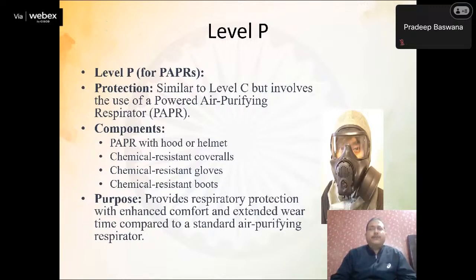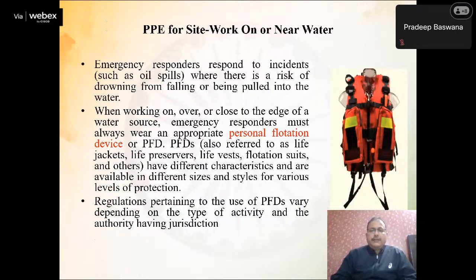So you can see in this figure also the comfort increases because we are getting a powered air purifying respirator. It is not that we have to regularly intervene manually, and its utilization can be very easily seen whenever we are using level P. So we have seen A, B, C, D, where A is the highest and D is the last, but P is in between when we want to utilize level C plus. If there is a requirement of a powered air purifying respirator, then we can utilize this during the incident scenes.